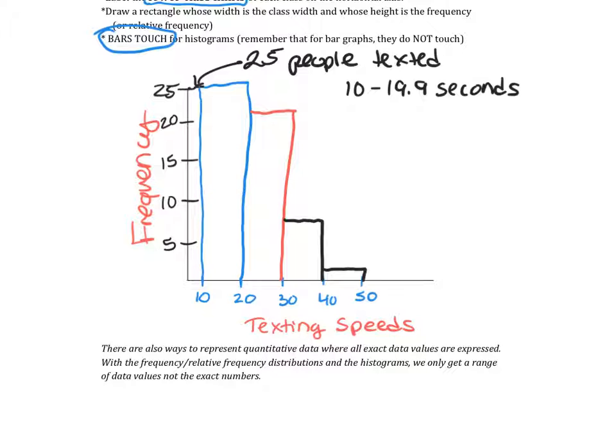Okay, so the only issue with histograms is that you're not able to see the exact data values. You're just given a range. Same thing with the distribution. Like we know there were 25 people from 10 to 19.9, but we don't know the exact distribution in between there. We don't know how many people had 10, how many people had 15. We just know the range. So there are some ways that we can represent our data so that we can know the exact values.